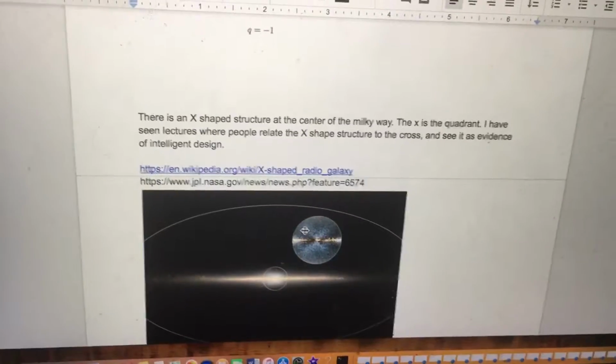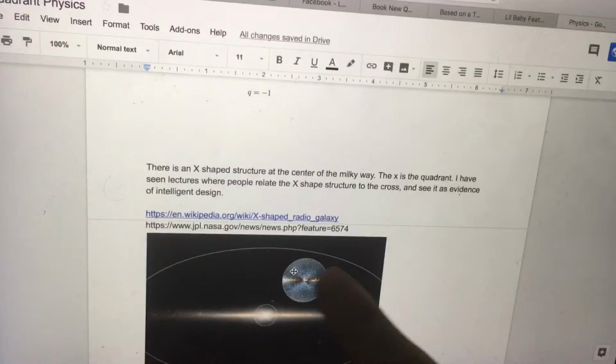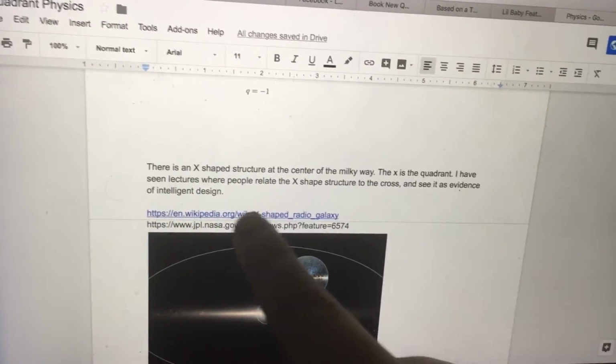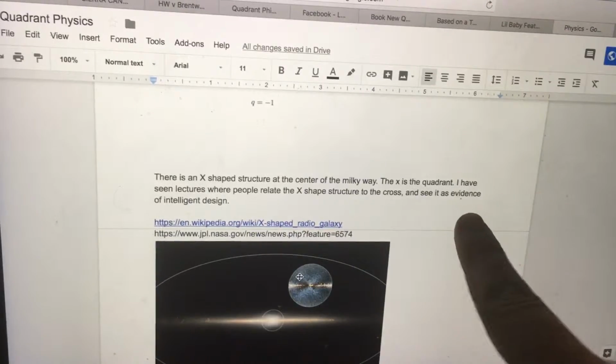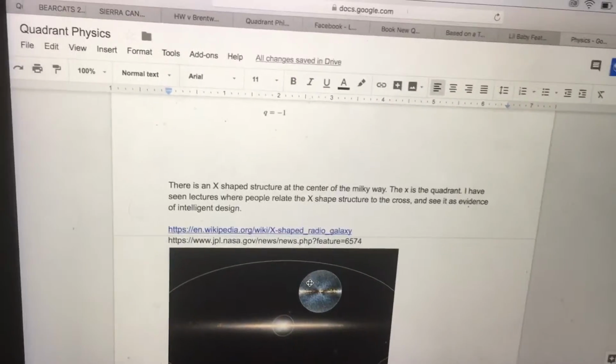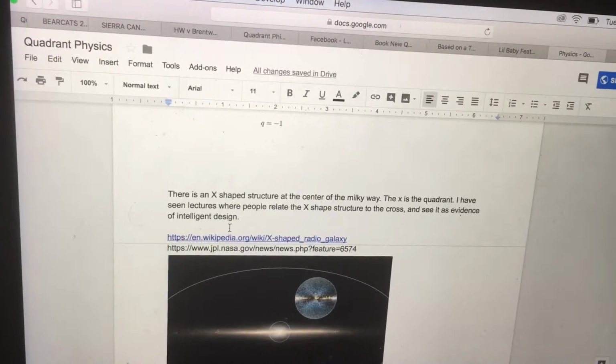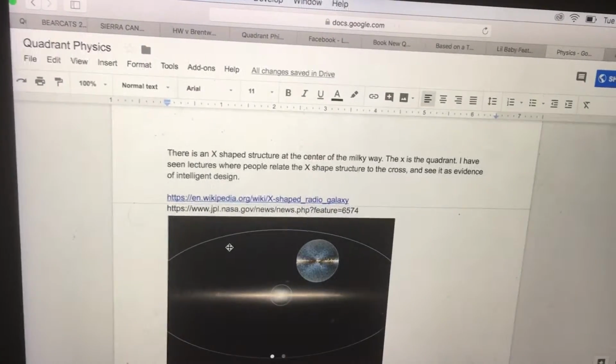So there's an X-shaped structure at the center of the Milky Way. The X is the cross, the quadrant. I have seen lectures where people relate the X-shaped structure to the cross and see it as evidence of intelligent design of the quadrant.